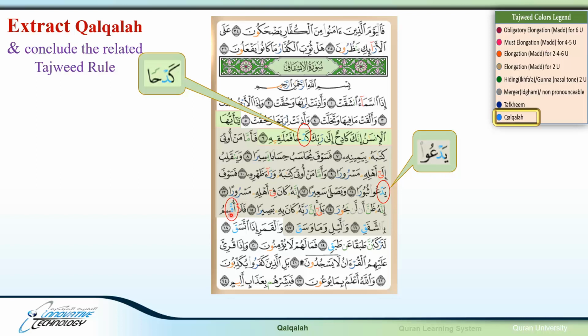Next is uqsim. Middle of the word, middle of the verse, has a sukun, little qalqalah, uqsim.